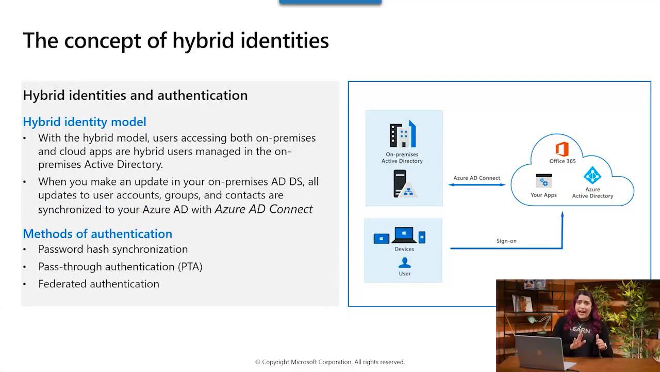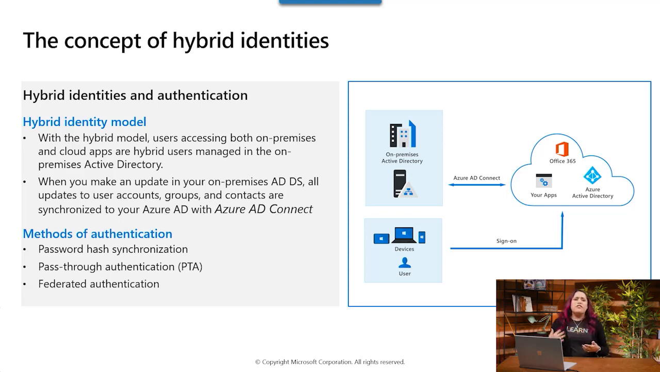Now, remember how I said Azure Active Directory and your on-premises Active Directory can work together? Well, this is what we call a hybrid identity model. And this is the case where your users are accessing both your on-premises and your cloud applications. So that way, when you make an update in your on-premises Active Directory, updates to all of your users, your accounts, your groups, your contacts are all going to be synchronized with your Azure Active Directory. This is all happening on the back end. So there's really little to no effort on your part. And we do this through a tool called Azure AD Connect.